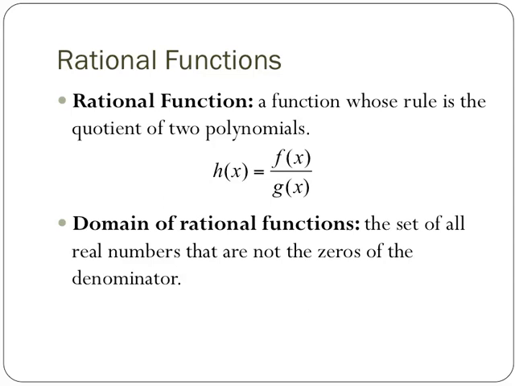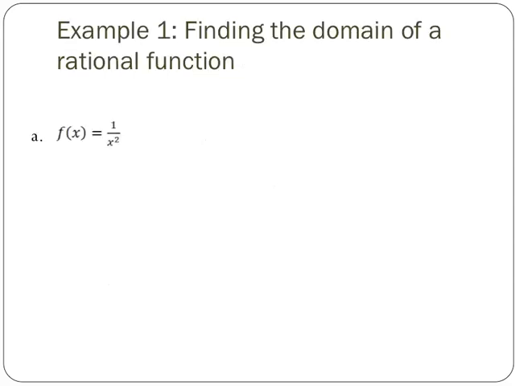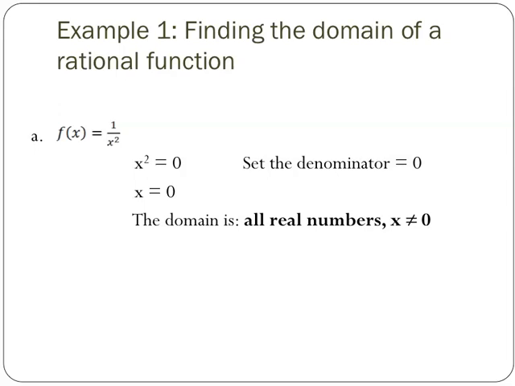Take a look at example 1. F of x equals 1 over x squared. You're asked to find the domain, so the only domain restriction here is what's in the denominator. So you want to set the denominator equal to 0, and this is what cannot be in the domain. So setting this equal to 0 and solving, we get x equals 0. So the domain is going to be all real numbers except x cannot equal 0. That's the one restriction on the domain.